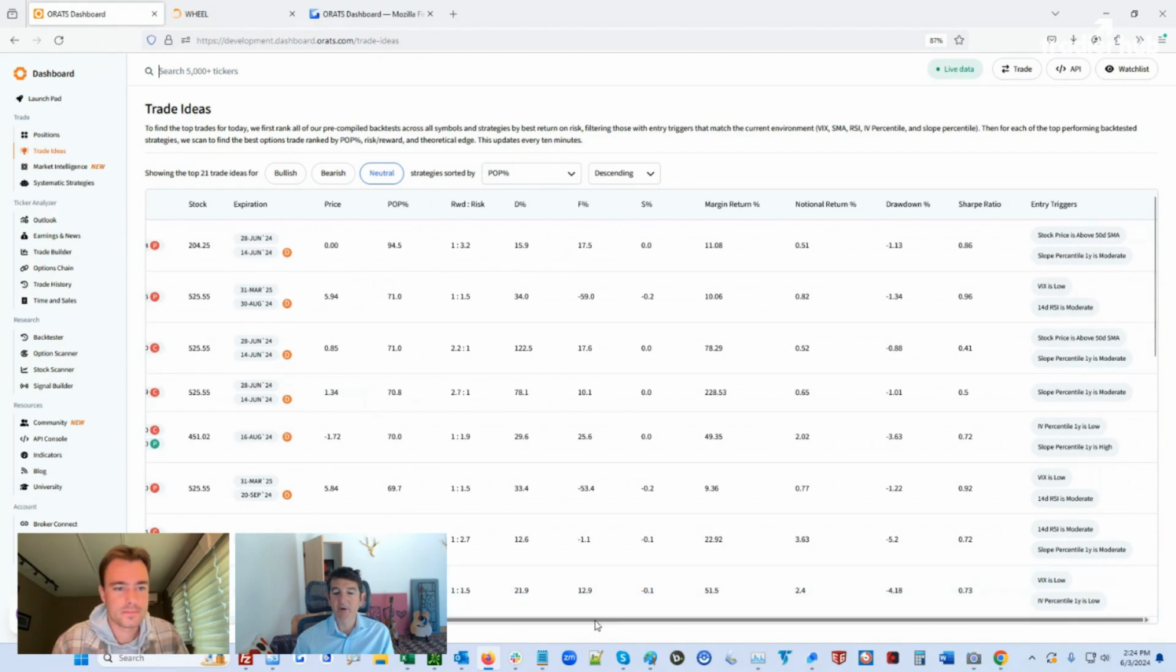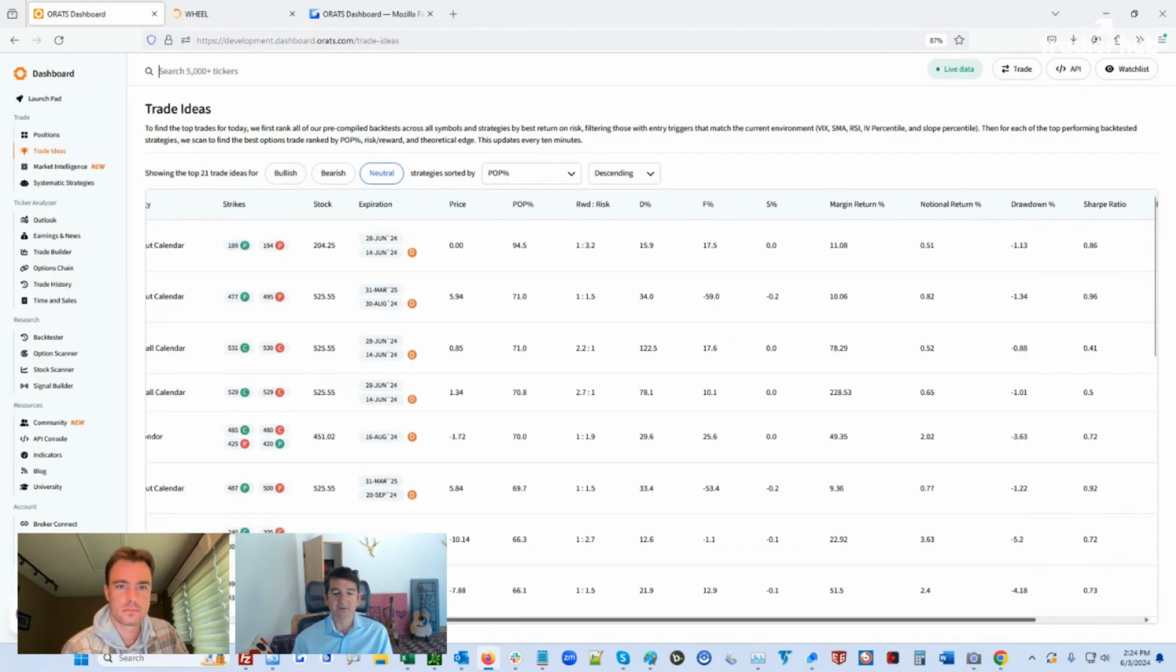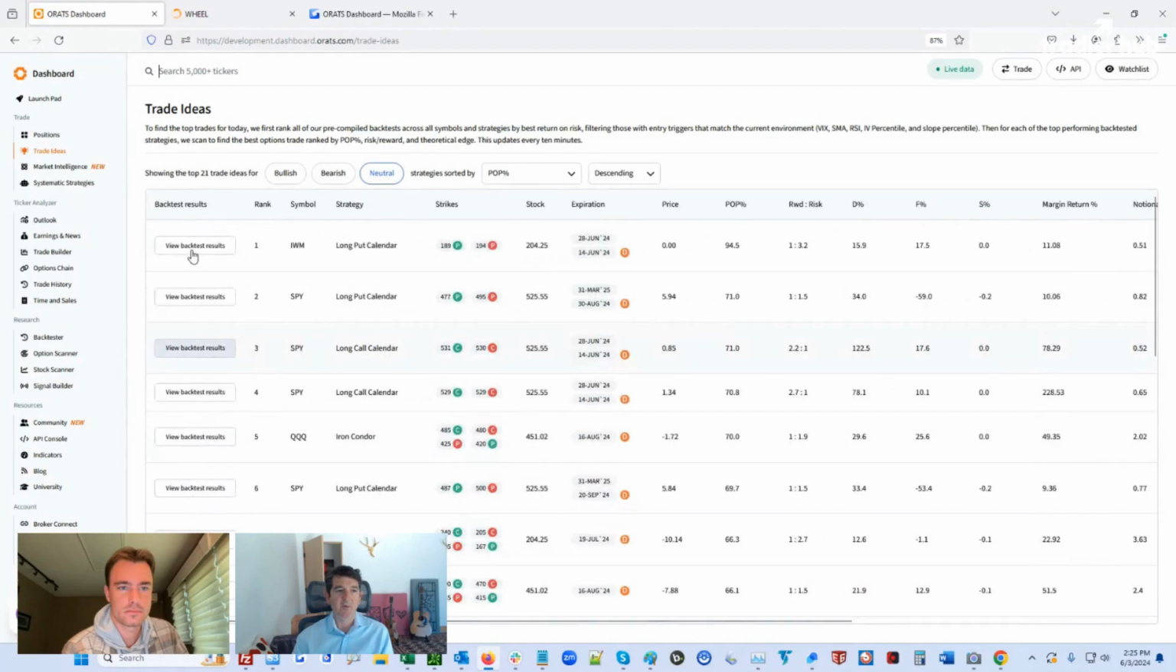Yeah, that's a really good point. Every 10 minutes it updates, right? We should also mention that we're up to 180 million backtests, which is why we made the change. We have so many now. For the trade ideas, we just want the cream of the crop. These are the ones that do well in this particular environment.